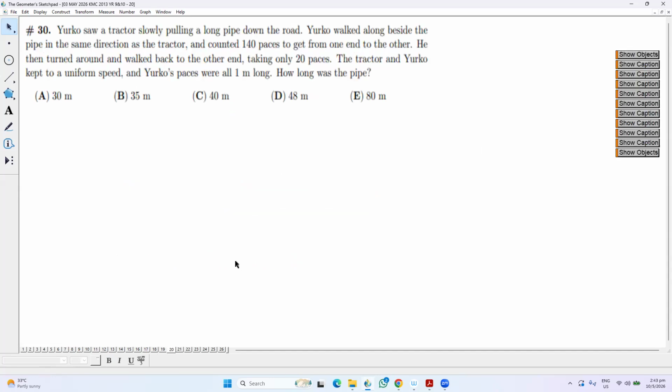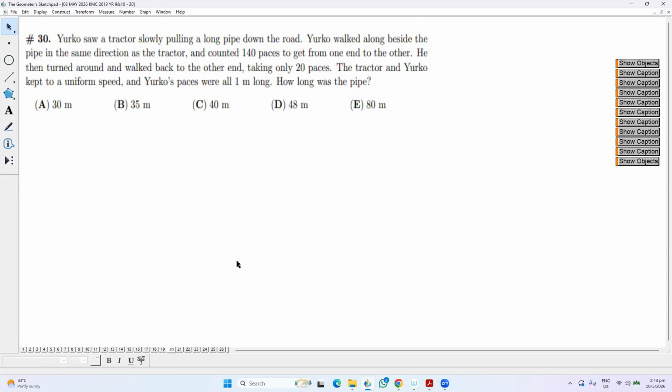Number 20, the last. This is the last 5 or 6 questions. Usually it needs more thinking.